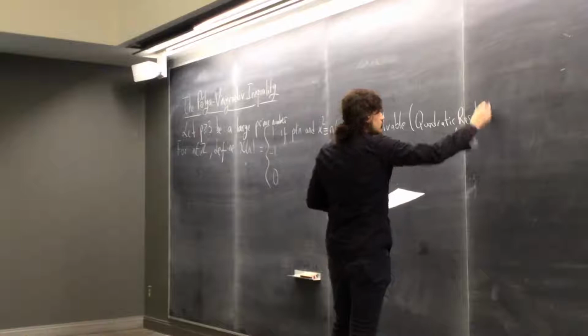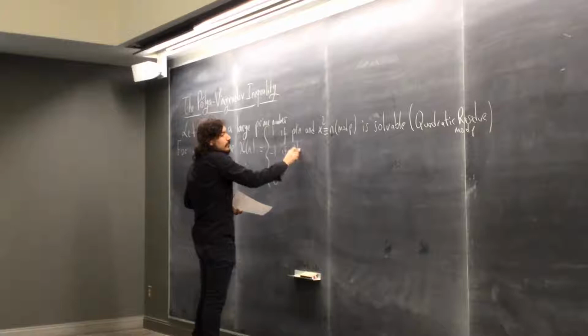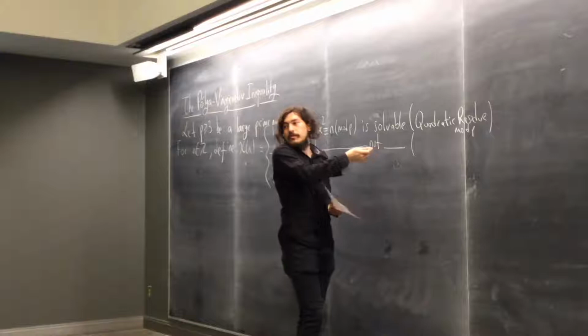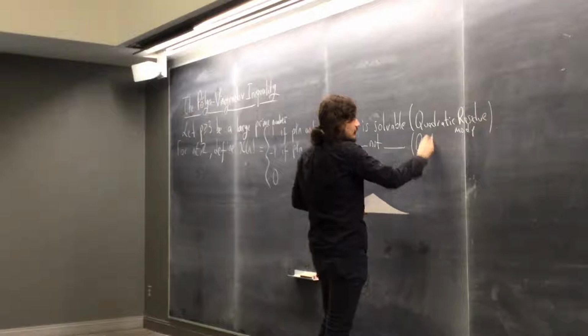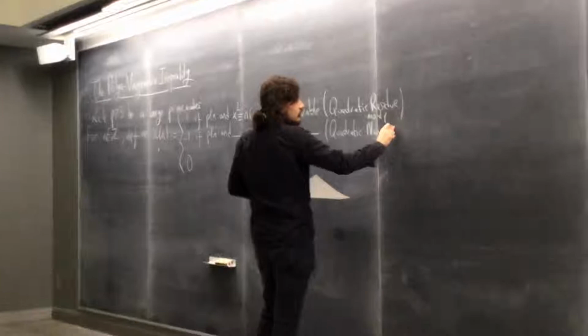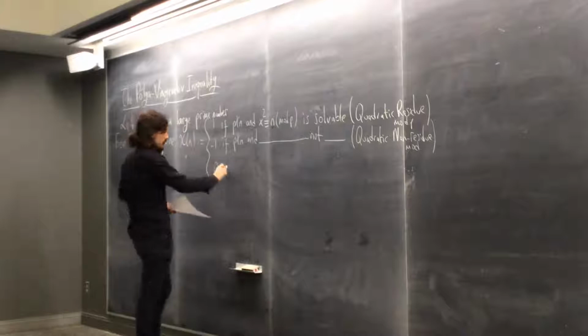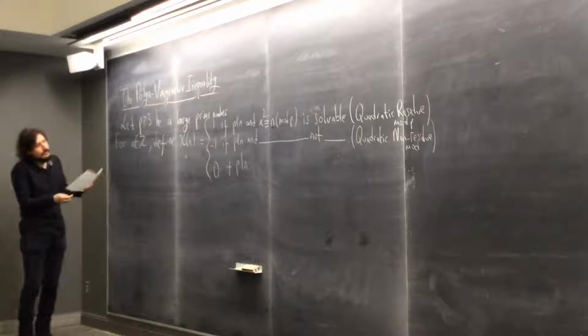Minus 1 if, again, p doesn't divide n, and x squared congruent to n is not solvable. So what do we call it? Quadratic non-residue. n is called a quadratic non-residue modulo p. 0, what is the remaining case? p divides n. n is a multiple of p. Okay, we have this function here, just taking three values: plus 1, minus 1, and 0.